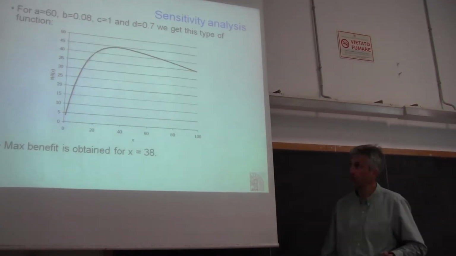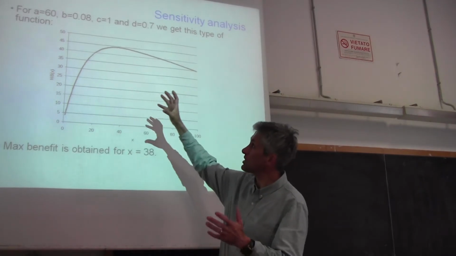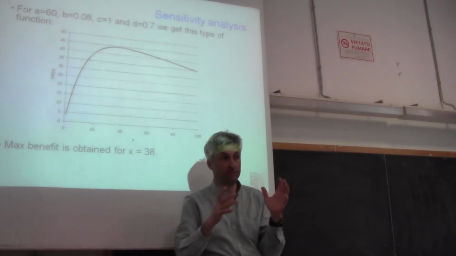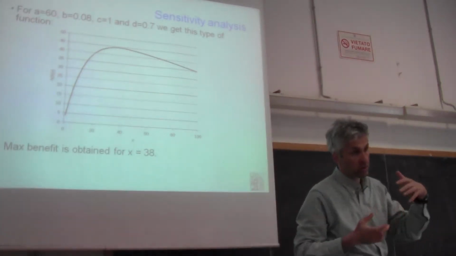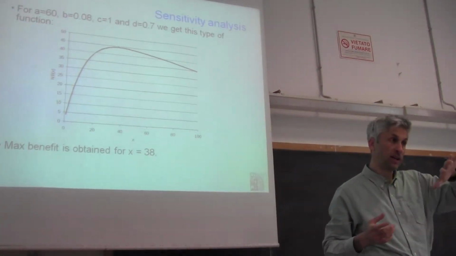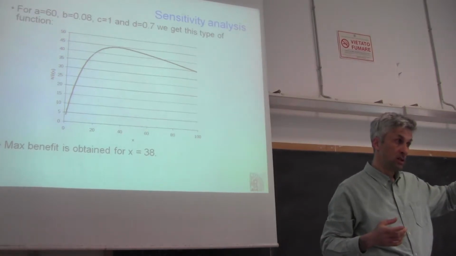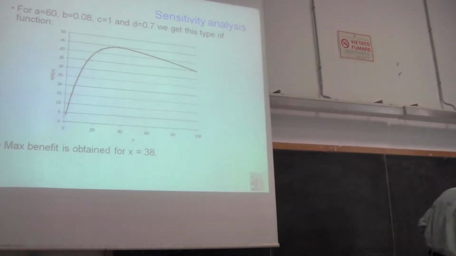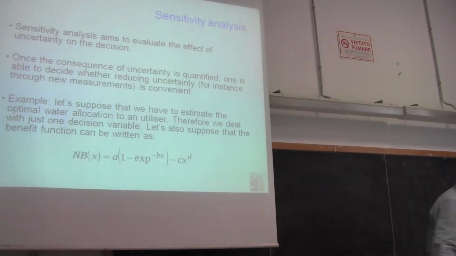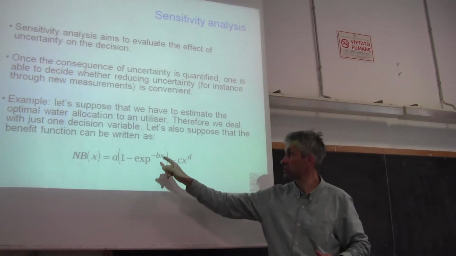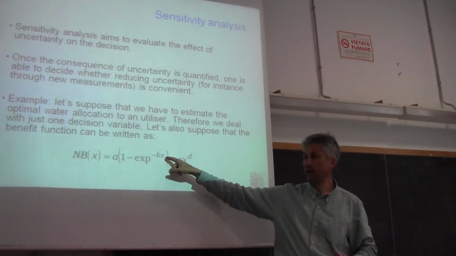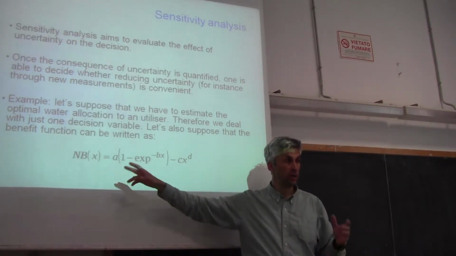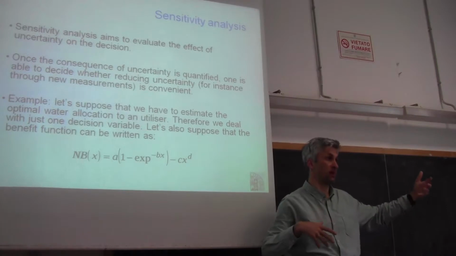A, basically, is around the maximum value of the benefit that you may take. There is the cost. A, if we neglected the cost, would be the maximum value of the benefit. If you look at this function here, and you neglect the cost, for x tending to infinity, the benefit tends to A. So A is an indication of the maximum benefit.